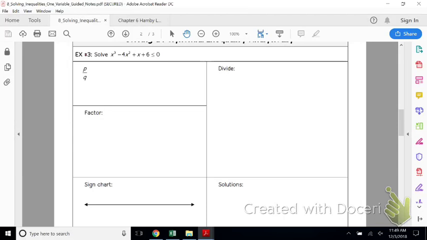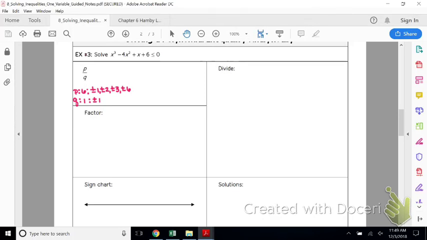All right, so p is going to be the factors of what number? 6. Which are? 1, 2, 3, 6, with plus or minus. And q is going to be the factors of what number? 1. Which are? Plus or minus 1.